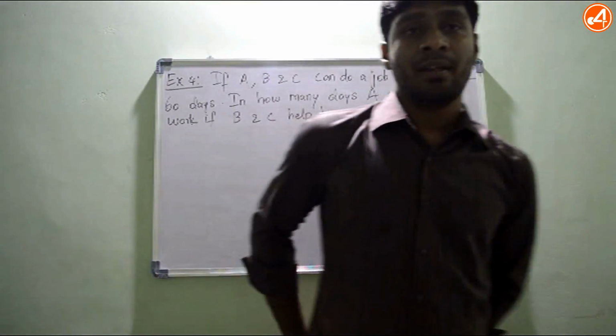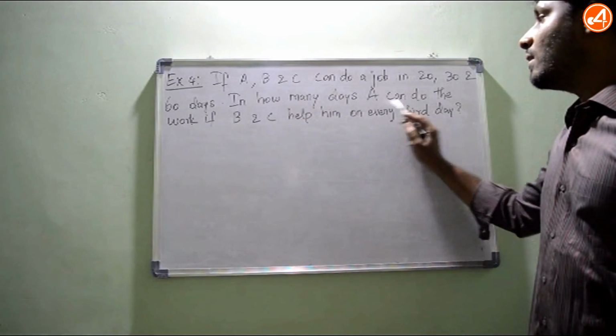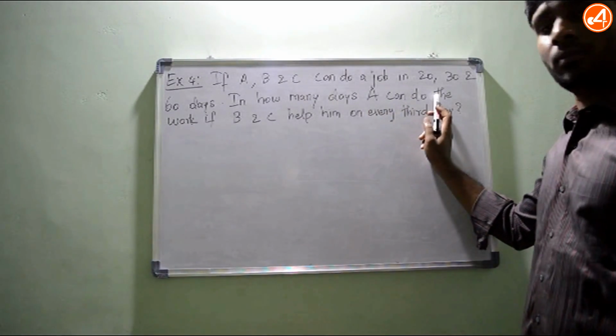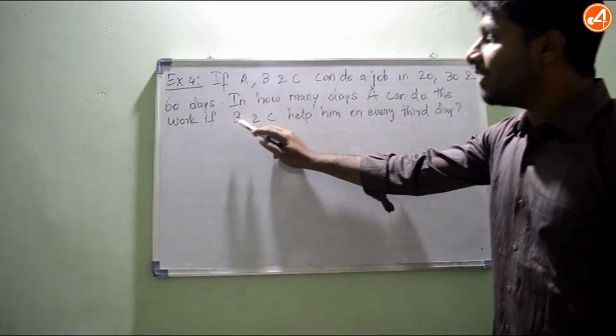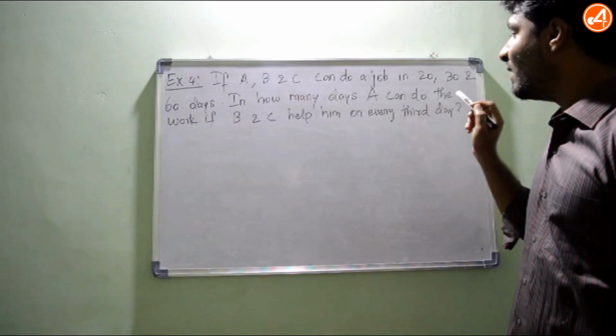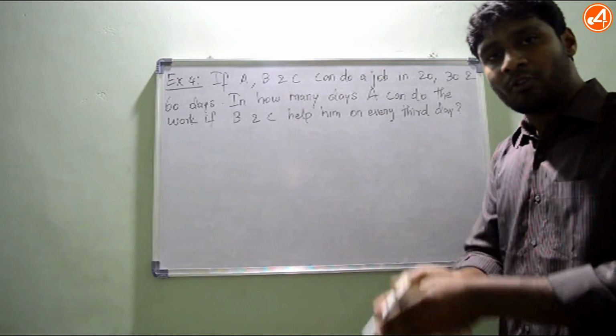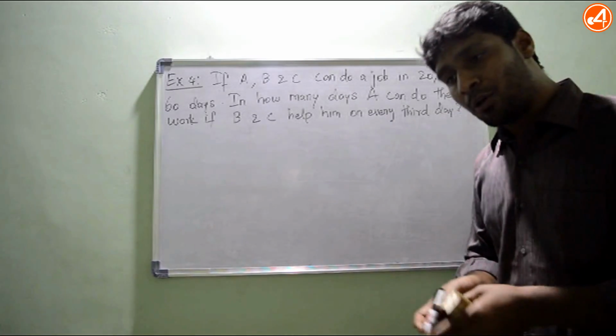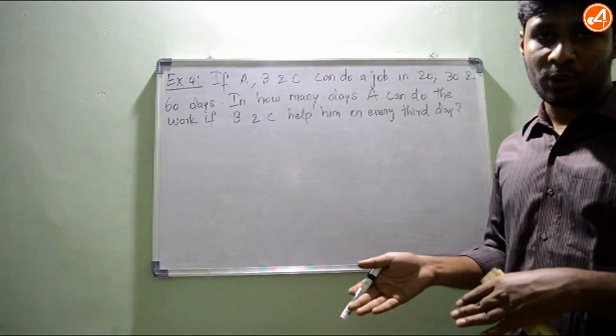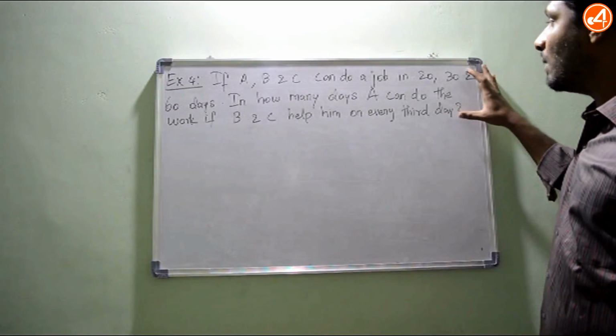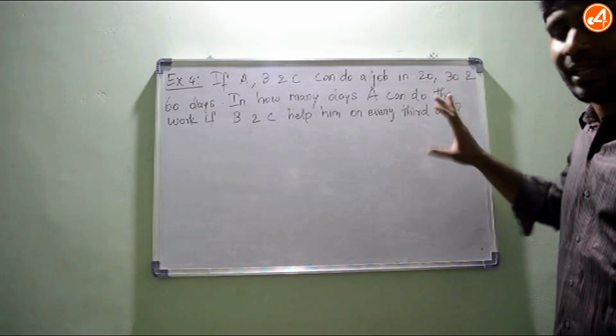The question being asked is, actually person A is working, so in how many days can A do the work, got it? The second person B and third person C are helping him only on every third day, got it? So what about the first day? A alone will work. What about the second day? Again A alone. What about the third day? A, B, C will actually work together. So this question must be solved on the basis of the alternate days, and we can solve it right now.